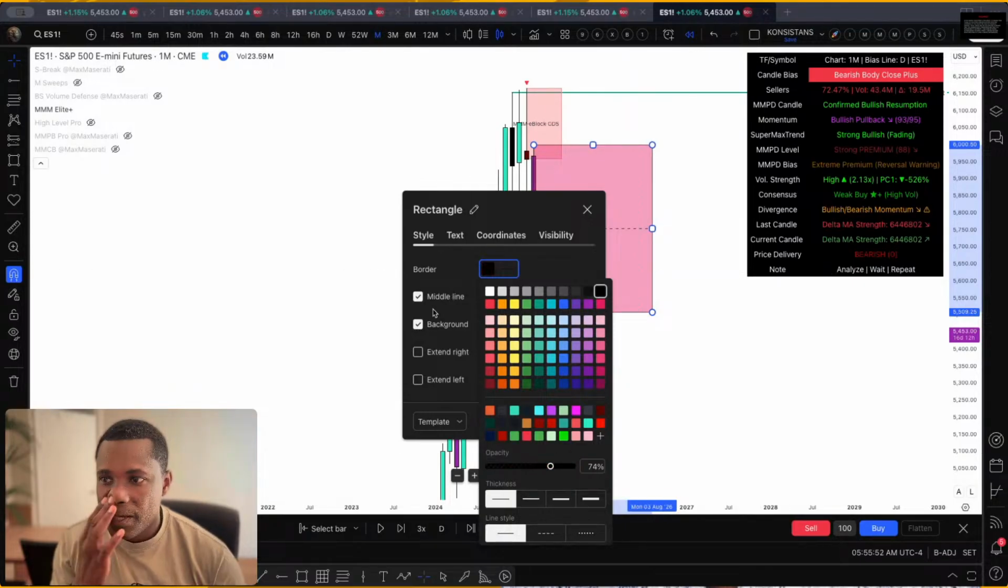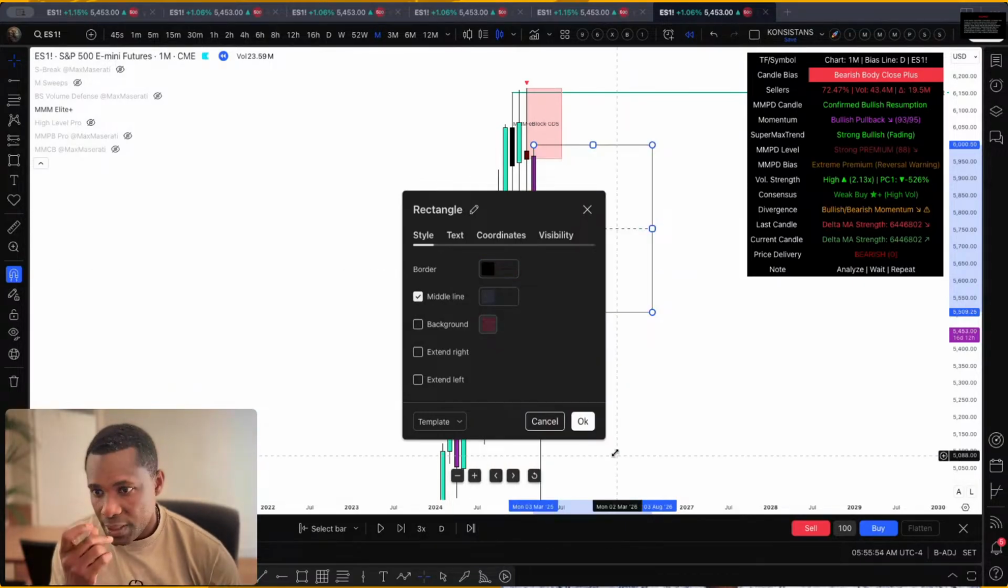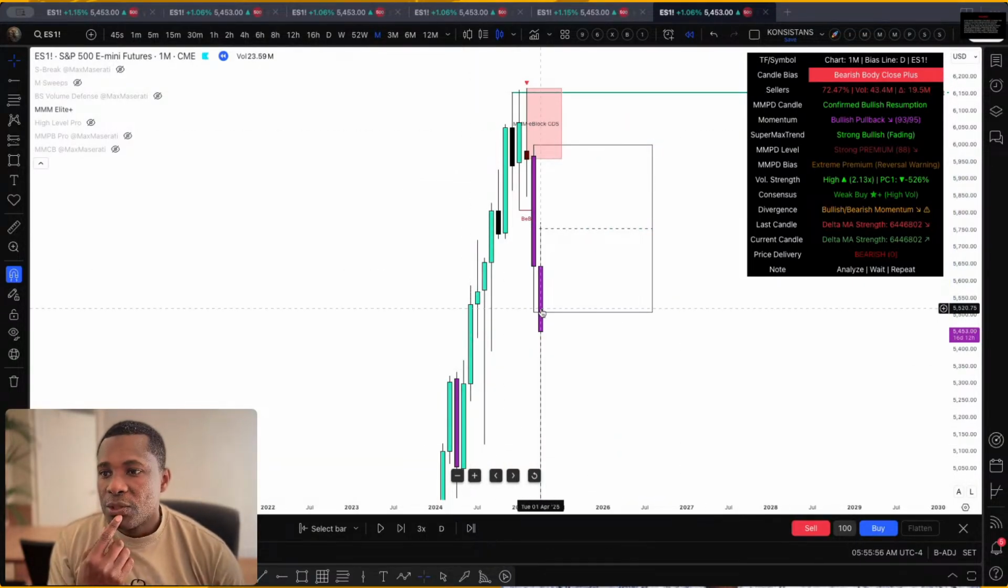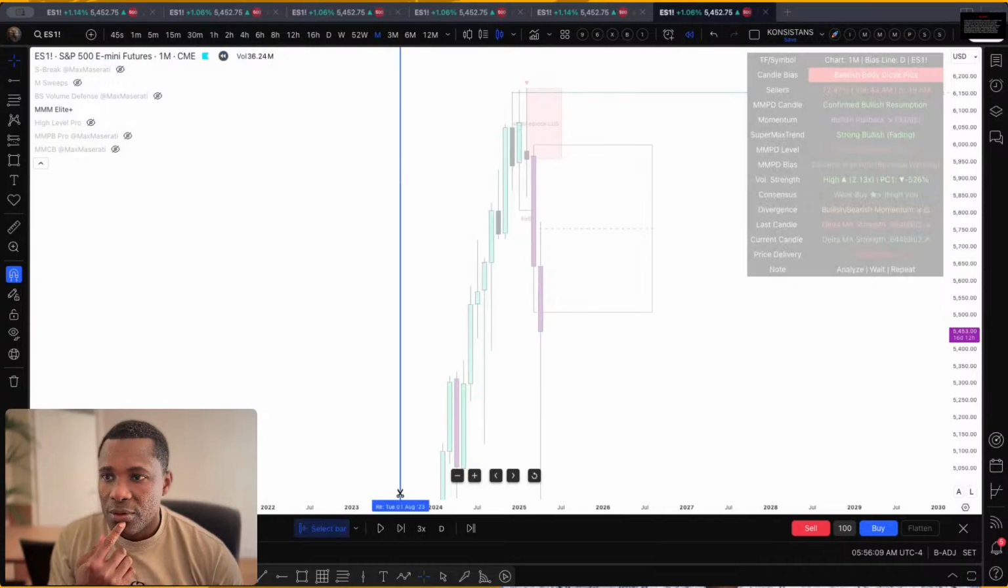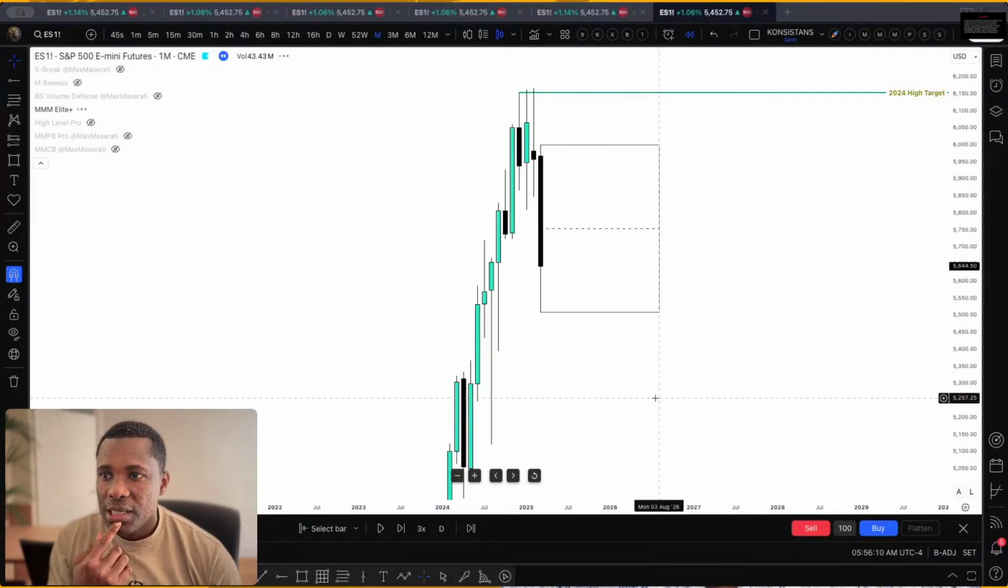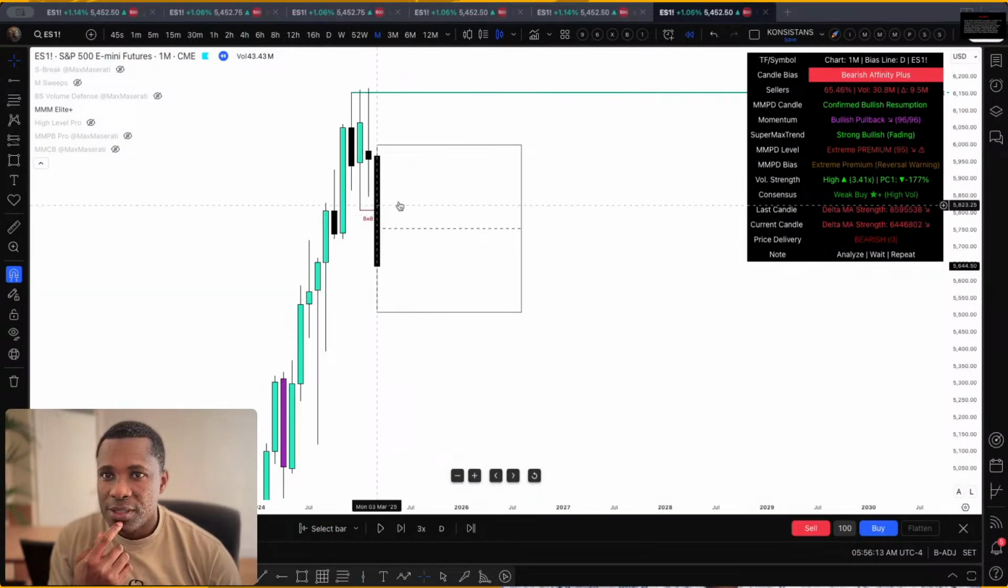Put it black. I really need the background. Okay, so this is our candle, right? So based on the Max Maserati model, you will be waiting for price to come 50%. So let's say we don't have this candle yet. And then you have a bearish affinity plus. You see, candle bias, bearish affinity plus.